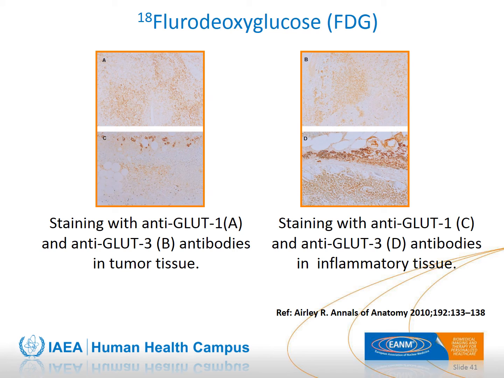This interesting slide from the Annals of Anatomy shows the staining of GLUT1 and GLUT3 using antibody staining, and this area of increased brown uptake in inflammatory tissue proves that there is GLUT1 and GLUT3 overexpression in inflammatory cells.